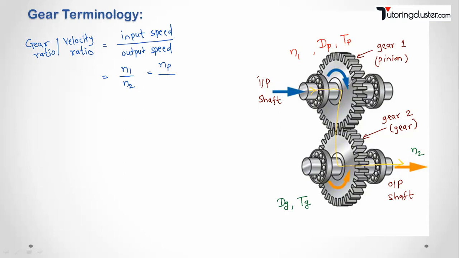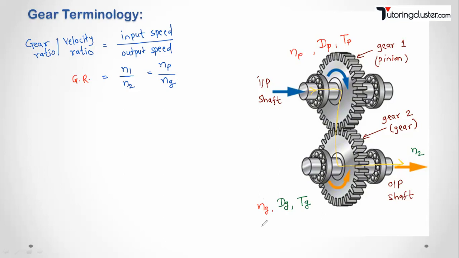Now this is about the pinion. The pinion is mounted on the input shaft, so we will use the term pinion. Here gear denotes the gear which is mounted on the output shaft. So n2 will be ng. Let me write this as np, and let me call this ng. So this is the definition of gear ratio, np upon ng.